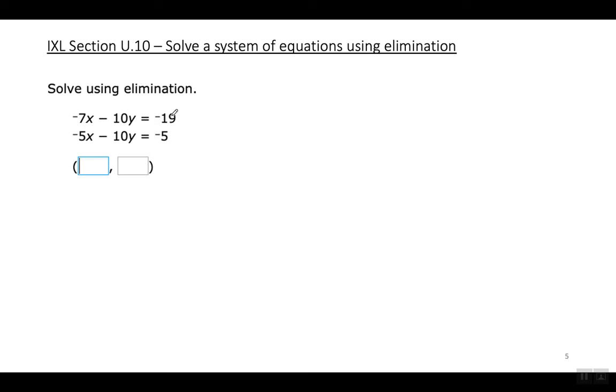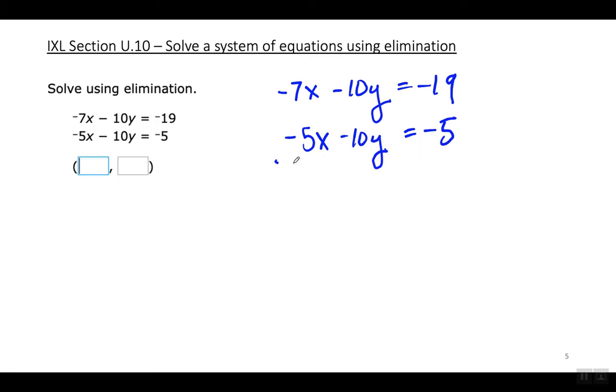Alright, so if you look at the system of equations, I do not have opposite terms because this is -10y and this is also -10y. What I want is a -10y and a positive 10y. All right, so there's two different ways you could think about it. Okay, one way you could think about it is, hold on. All right, one way you can think about it is like this.